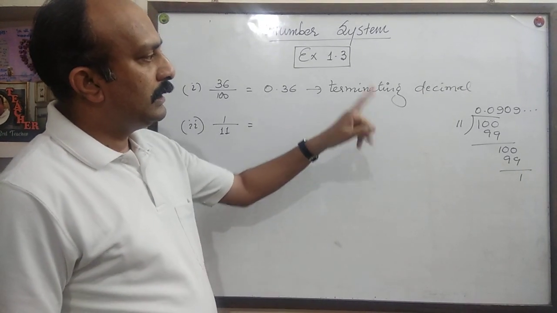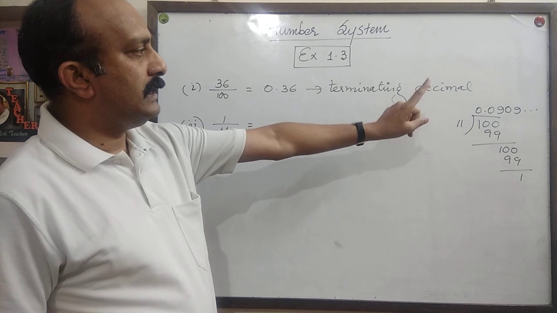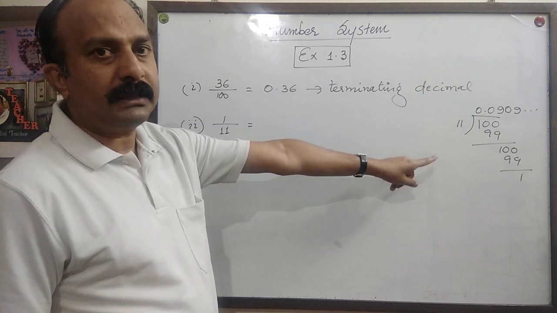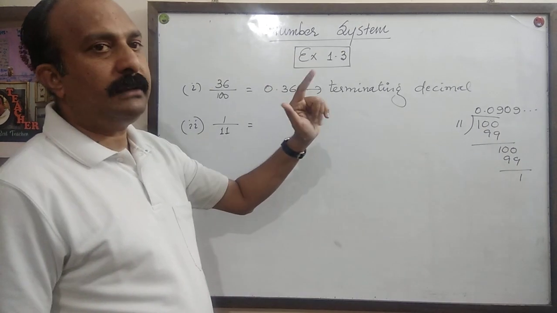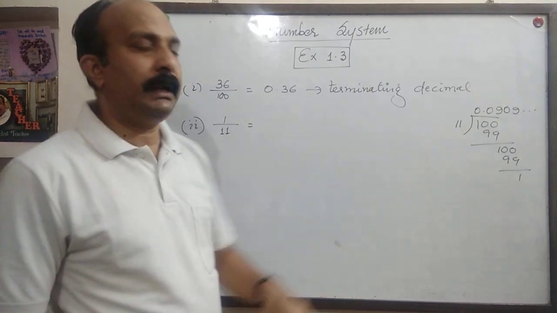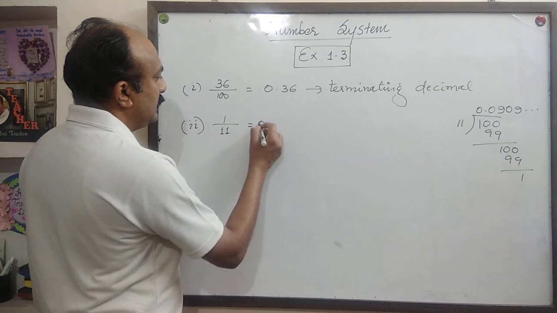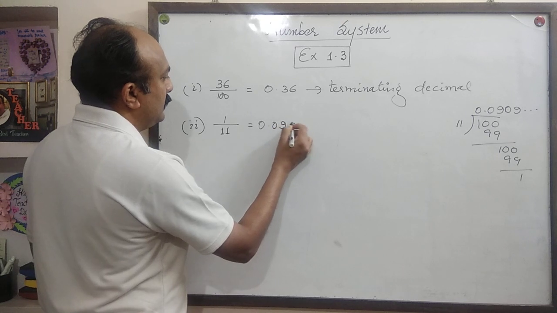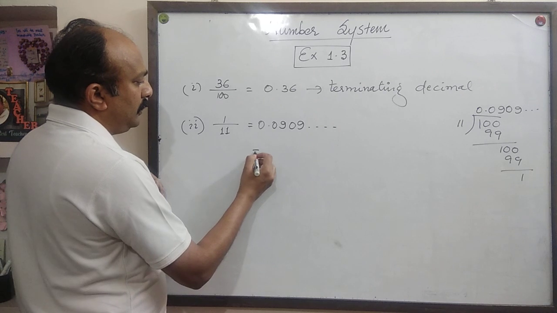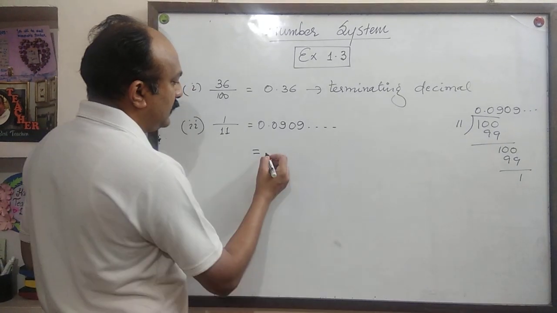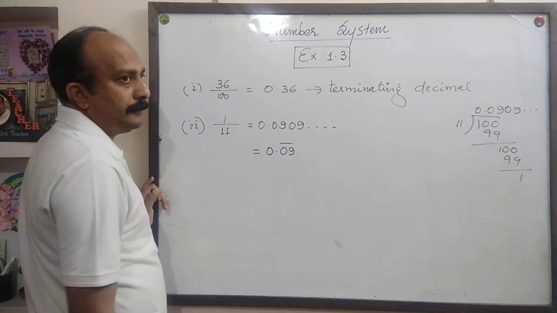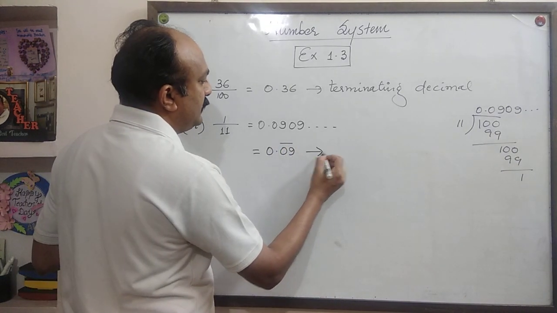So here the first answer is 0.09. Then again the same remainder 1 continues. So the answer will be 090909 infinitely. So the answer is 0.0909 dash dash dash, or, as you might have studied in smaller classes, this can also be written as 0.09 bar.